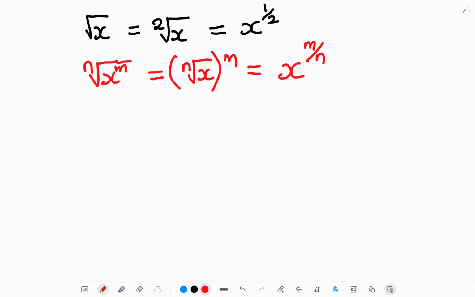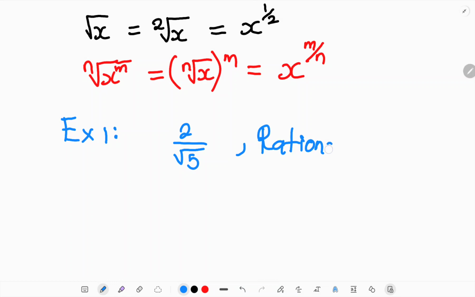So to get the understanding cleared up, let's take a simple problem. Example one: let's say you have 2 over root of 5, and then they say rationalize. You are required to rationalize. In order to rationalize this problem, we need to multiply by a convenient form of 1.